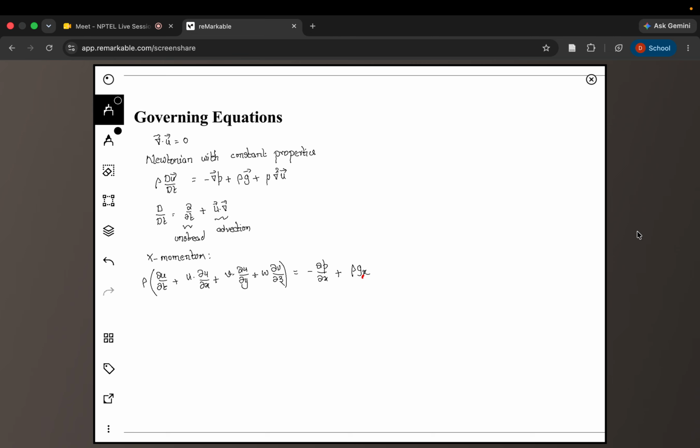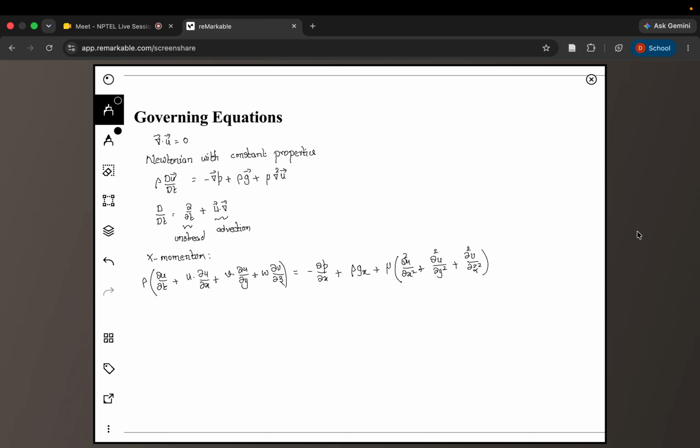plus the body force term rho times g_x. g_x is the vector component along the x direction for gravity. And then we have the viscosity term, the Laplacian operator acting on the x component of velocity, which is del square u/del x square, del square u/del y square, del square u/del z square. Similarly, you can write for y and z momentum also.